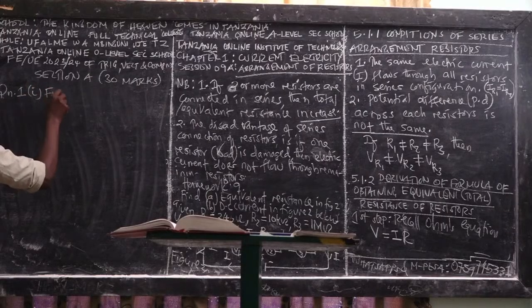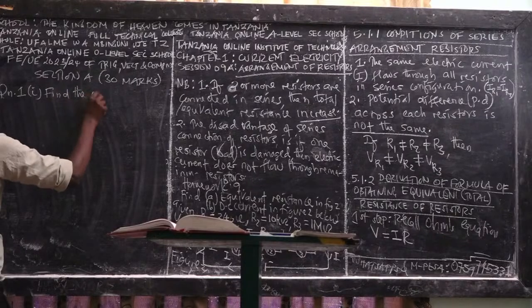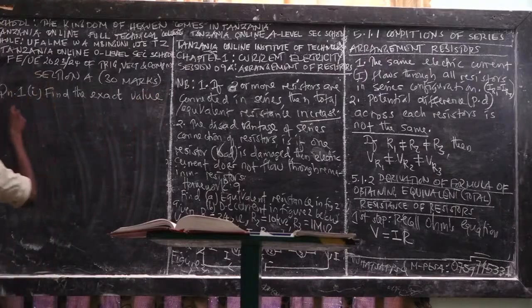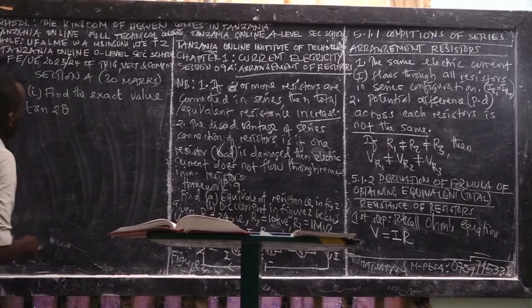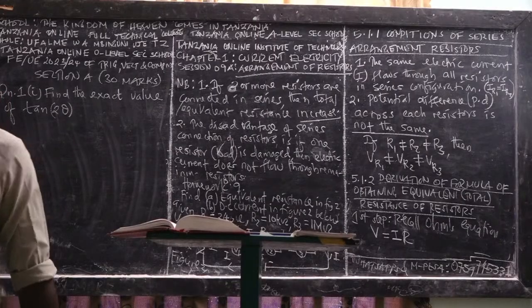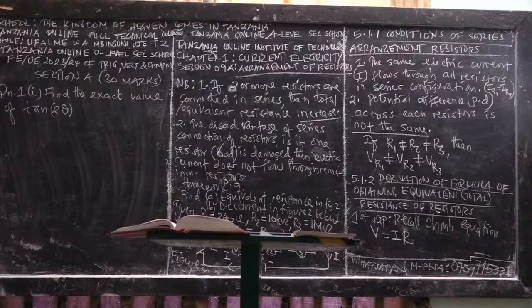The question asks you to find the exact value of tan of the double angle, tan of 2 theta, if cos theta is equal to -2/5.